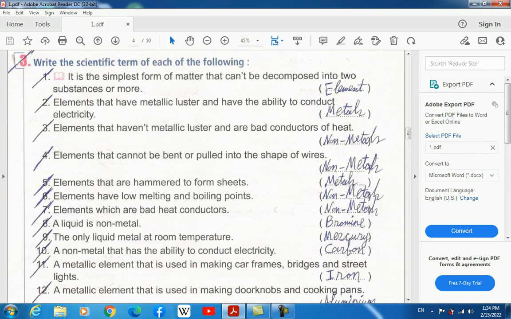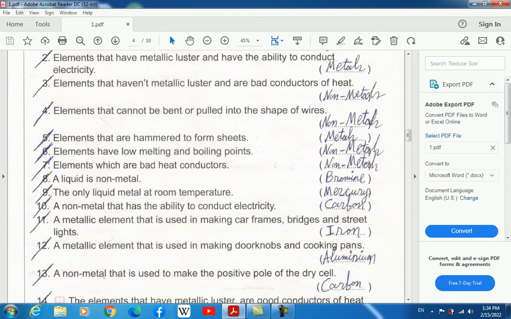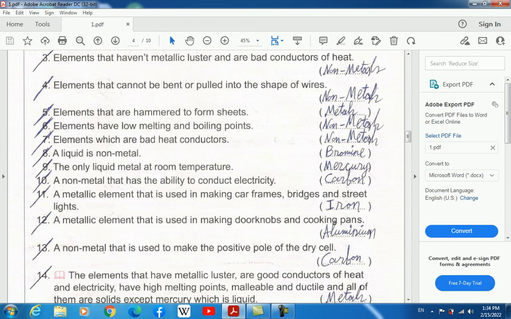3. Write the scientific term of each of the following. 1. Each is the simplest form of matter that can be decomposed into two substances or more. This is the element. 2. Elements that have metallic cluster and have the ability to conduct electricity. They are metals. 3. Elements that haven't metallic cluster and are bad conductors of heat. Non-metals.